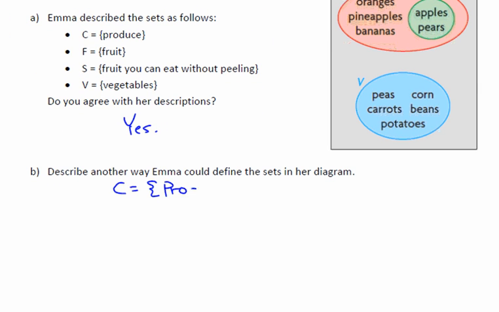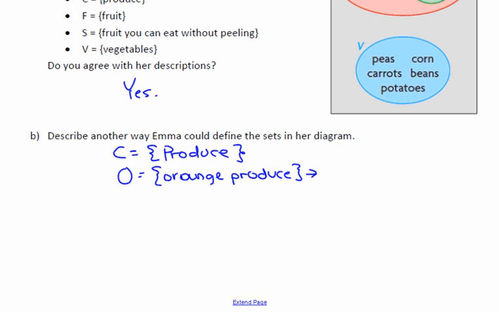Okay, so what colors do we have here? Give me a color. Orange. Okay, what's orange? So O will be orange produce. We'll make things less complicated. Okay, what's orange here? Carrots and oranges.